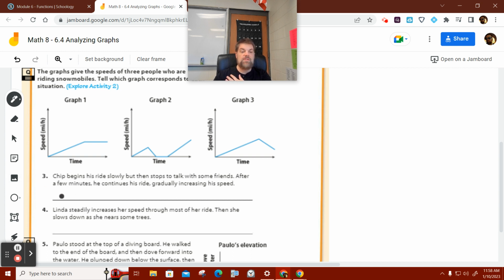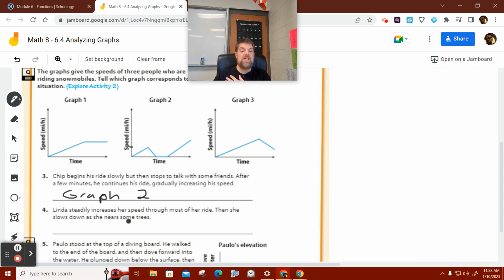Yeah, it's graph 2, you guys. Because, and let me explain why. Graph 2, his speed is going fast. He has a positive speed. Then his speed slows down, and then there's no speed. 0 speed means you've stopped. Then his speed increases as he takes off.